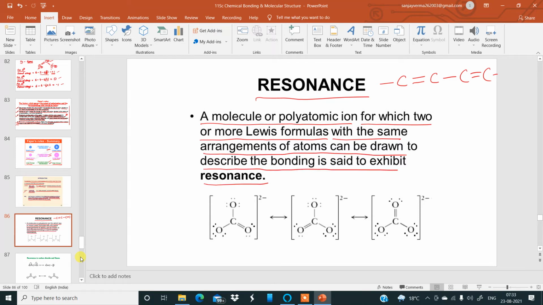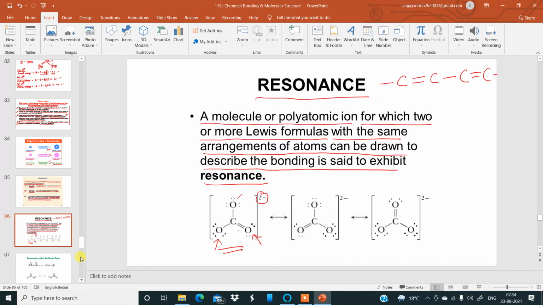Now have a look at this carbonate ion. If you look at the carbonate ion very carefully, you will see carbon in the center surrounded by three oxygen atoms. This oxygen has three lone pairs. This oxygen has two lone pairs. This oxygen has three lone pairs. And the overall charge carried is -2.